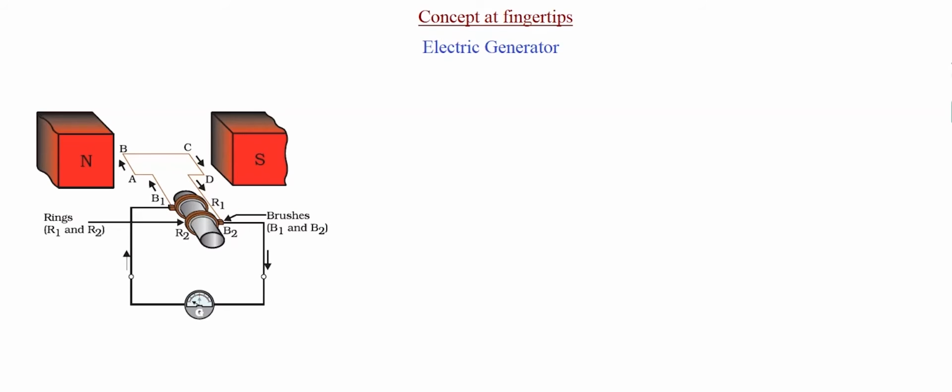In today's session, let us see the topic electric generator. So what is an electric generator? An electric generator is a device which converts mechanical energy into electrical energy. This is the device which we use to produce large amounts of electricity in power stations, etc.